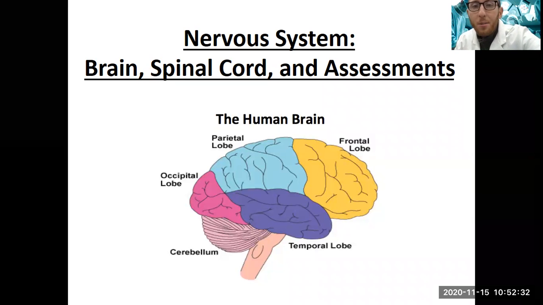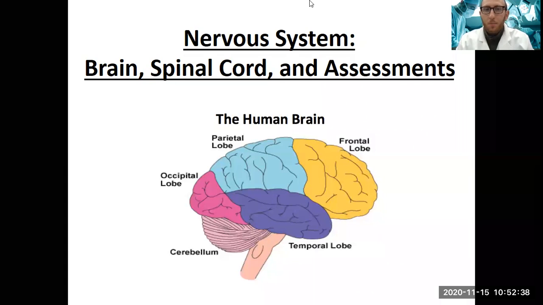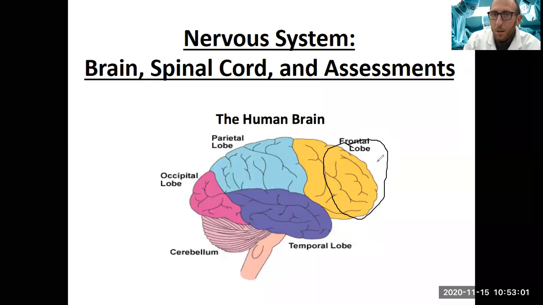Now, if we're looking at the brain, we can see the four main lobes of the brain. We've got the frontal lobe, the parietal lobe, occipital, and temporal. In addition to knowing the location and anatomy, you want to know a little bit about the general function. For example, the frontal lobe is your personality. It's your higher level thinking. It's your voluntary motor movement. All of that comes from the frontal lobe.